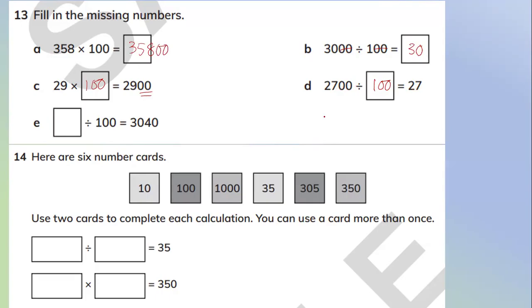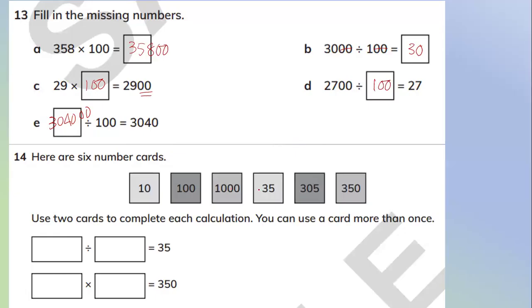And E, 3,040 is the answer after dividing by 100. So the original dividend is 304,000. Okay.